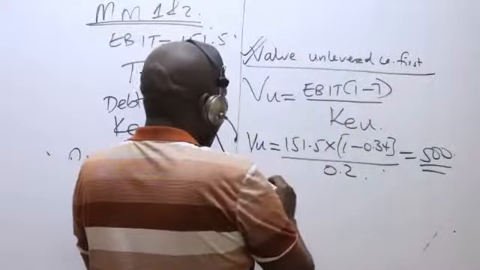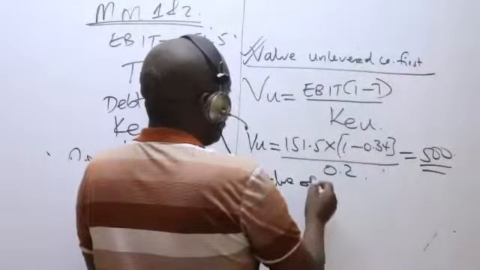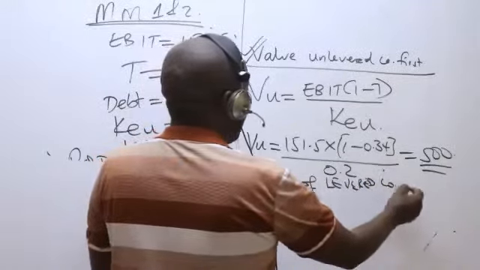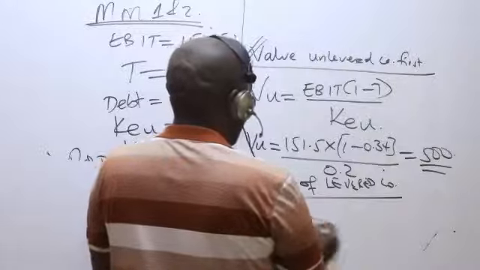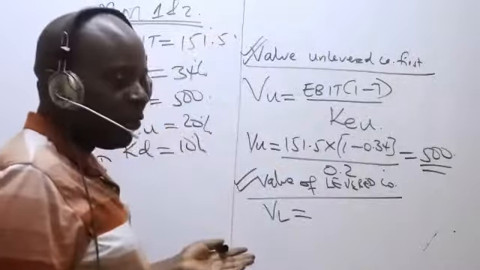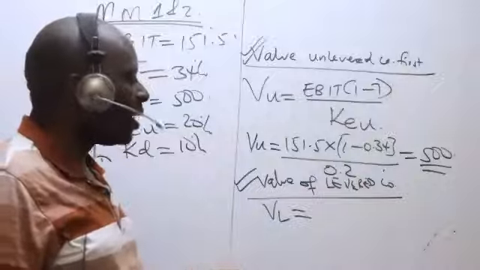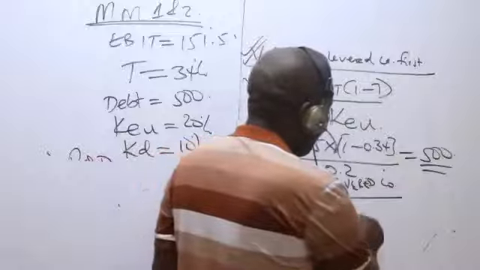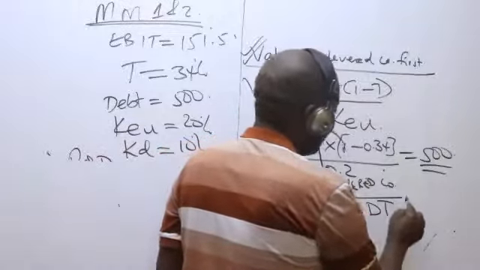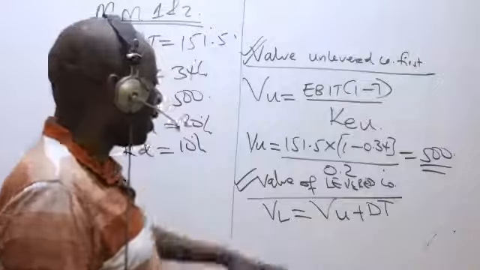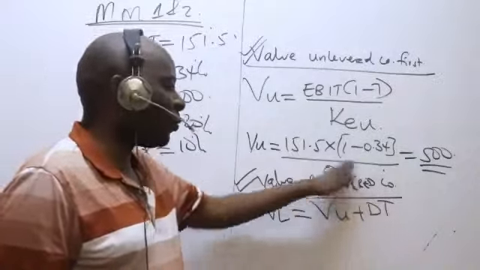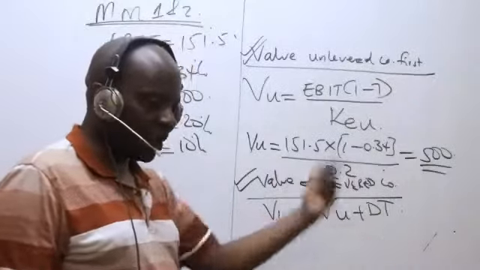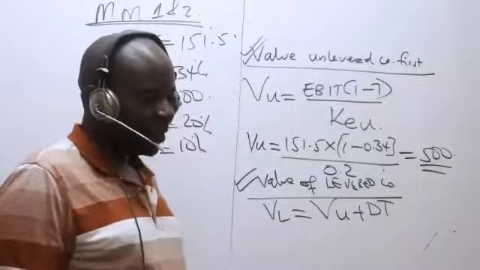Now go to the second step and give us a value of the levered company, VL. If you remember very well, VL, ladies and gentlemen, there is this formula that we must always remember: VL equals V plus DT. Very important formula. If I were you, I would have underlined this and of course used a yellow highlighter. Yellow brings out things very well, right?